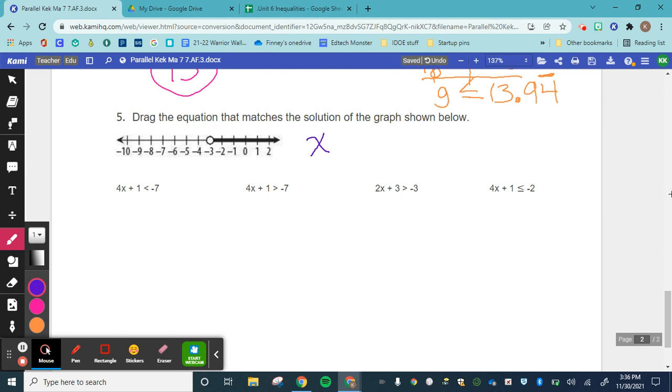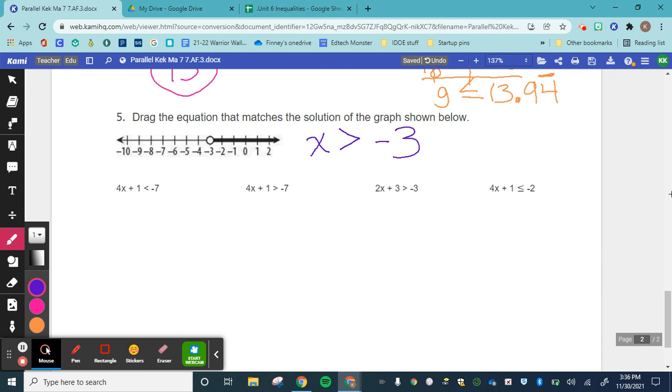X is at -3, so I know it's going to be x something -3. And now since it's going to the right, I know that x has to be bigger, since the alligator eats the bigger number, so it has to be opened to the x.